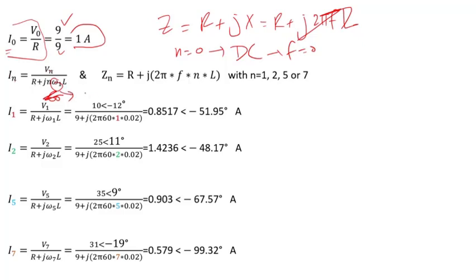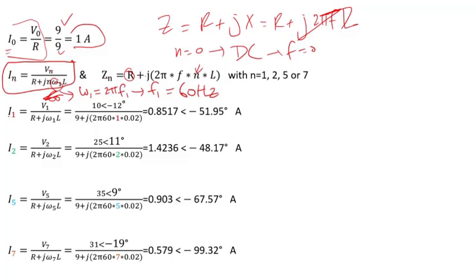Sorry, I should be specific. Omega 1 is 2 pi F1, and F1 is 60 hertz. So this is the general formula. The impedance depends on frequency, because reactance depends on frequency. So the impedance is R plus j, R does not depend on frequency in this case, plus j times 2 pi F times n times L. n means whatever harmonic order I have.